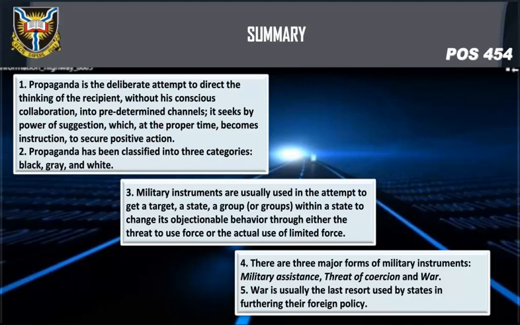Military instruments are usually used in the attempt to get a target, a state, or group or groups within a state to change its objectionable behavior through either the threat to use force or the actual use of limited force. There are three major forms of military instruments: military assistance, threat of coercion, and war. War is usually the last resort used by states in furthering their foreign policy.